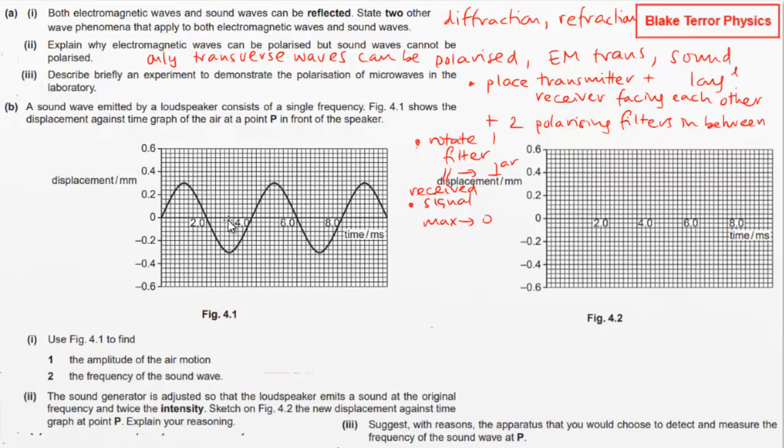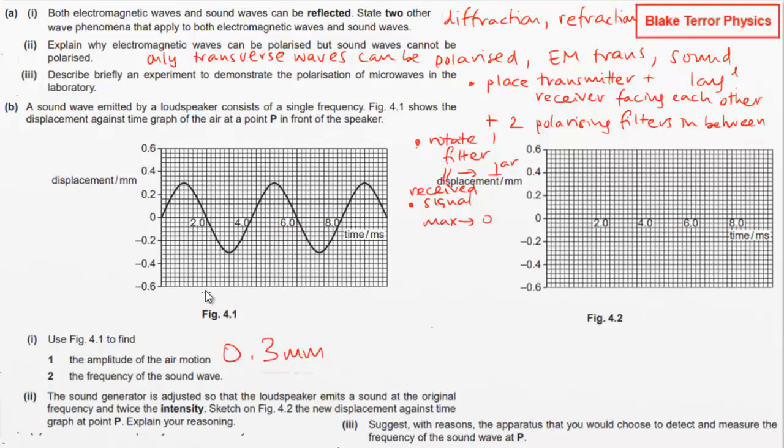Figure 4.1 shows a displacement against time graph of the air. Find the amplitude of the air motion. The amplitude is our maximum displacement. What does that look like? It looks like 0.3 millimeters, doesn't it? Just reading it off the graph.